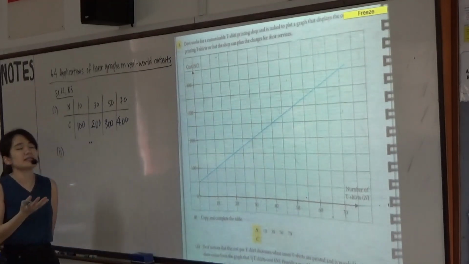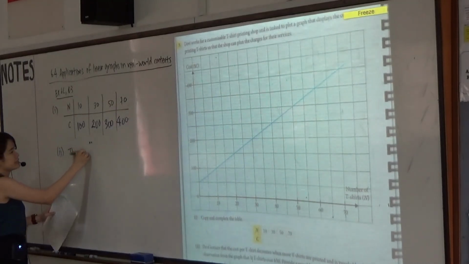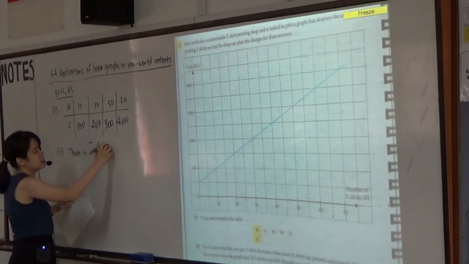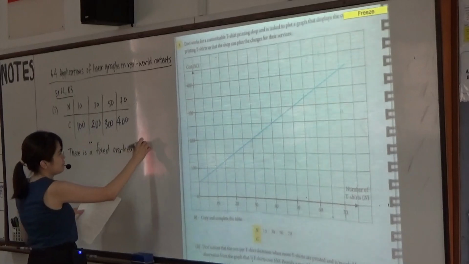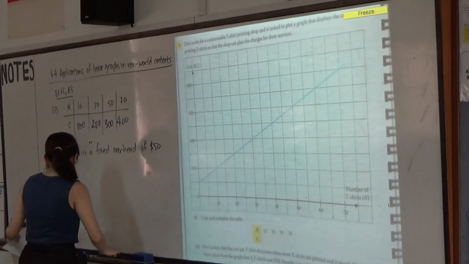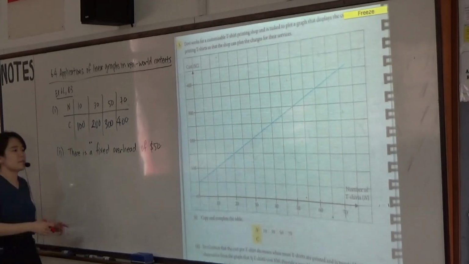So all these kind of things are what we call overhead charges. So we can say that there is a fixed overhead of $50. So what does overhead actually mean? It is the cost that is necessary for the operation.